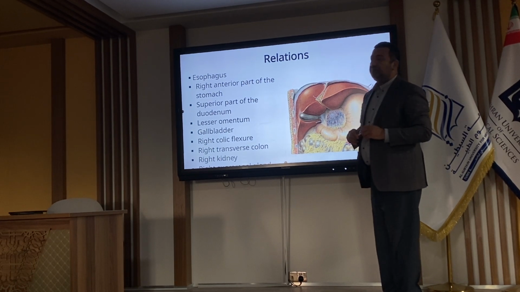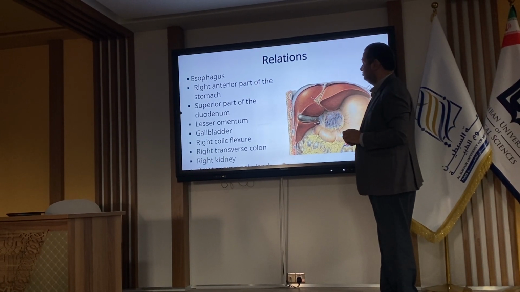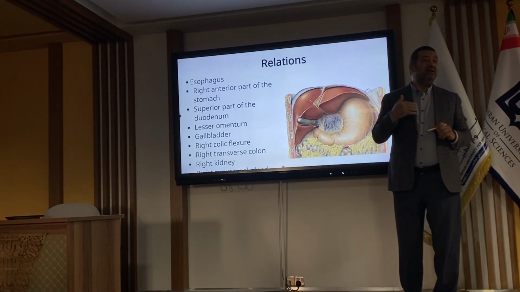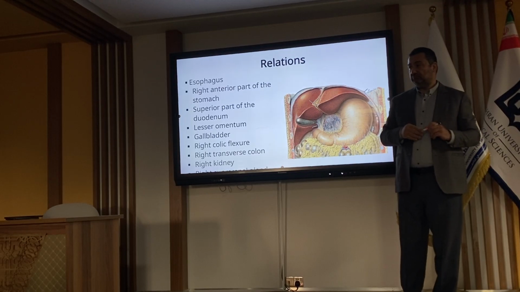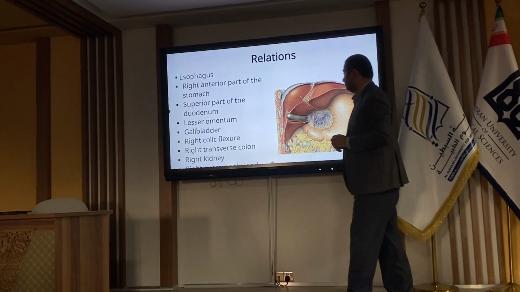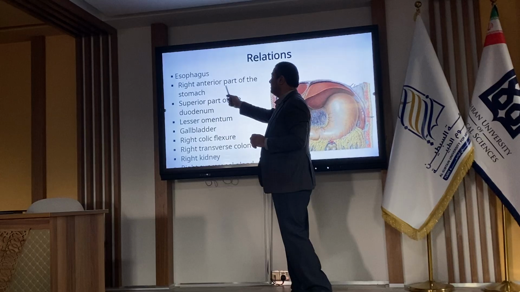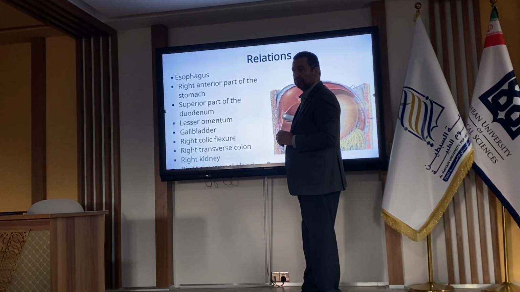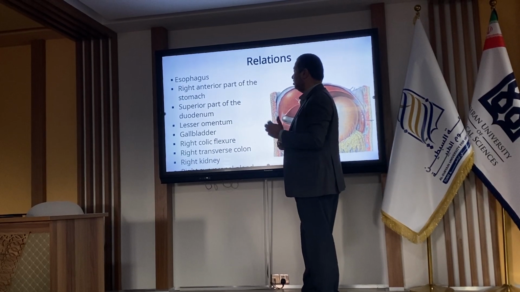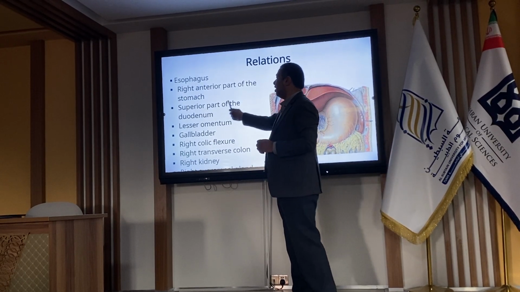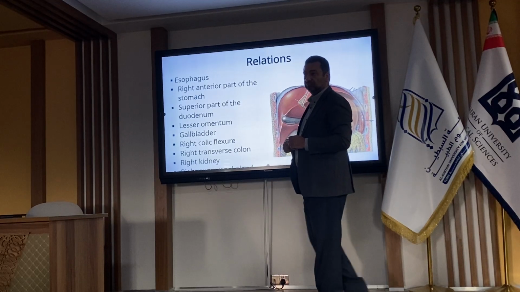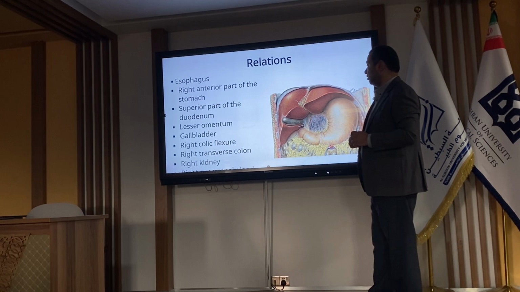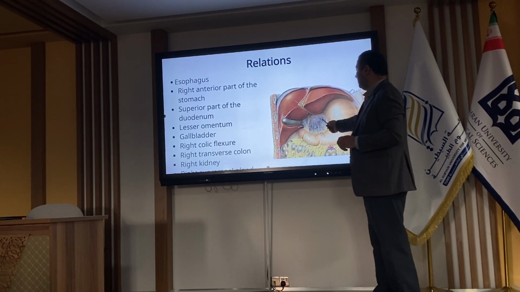Liver has many relationships. Esophagus is located posterior to the left lobe. Right anterior part of the stomach. Anterior surface of the stomach on the right side. Superior part of the duodenum, first part and second part. Lesser omentum.